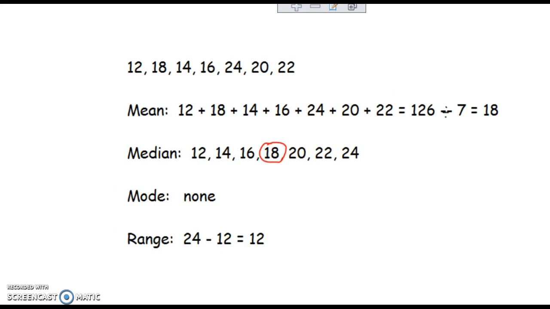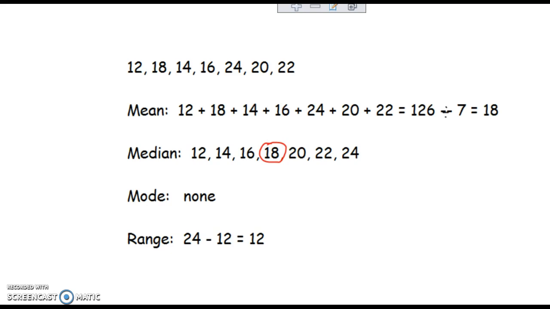So looking at our example, first let's find our mean. Remember, our mean is found by adding our terms together, then dividing by the number of terms. My work is being shown on the screen. I add all my terms together to get 126. I divided by 7 to get an answer of 18. So the mean of this set of information is 18.